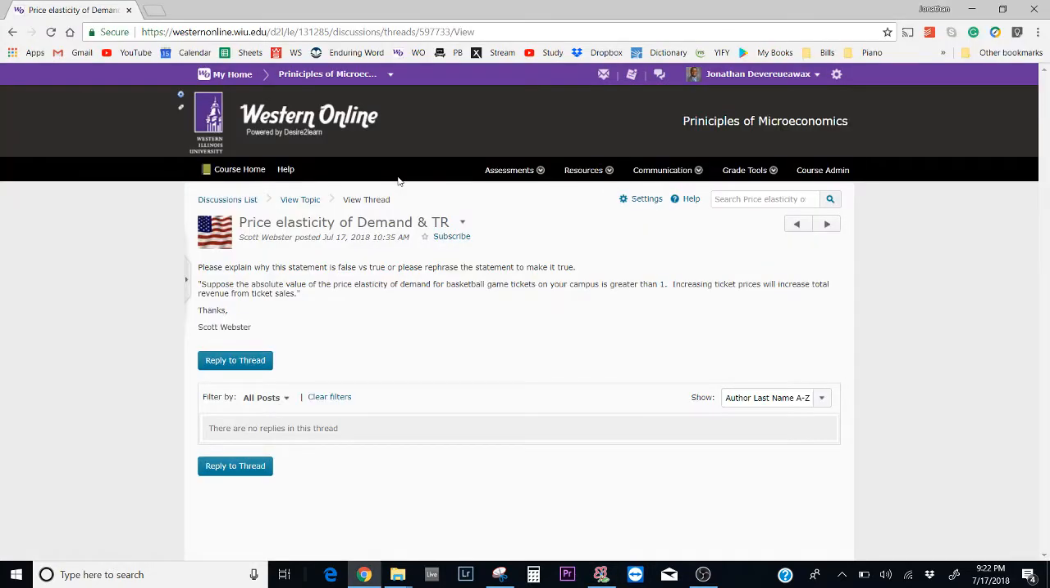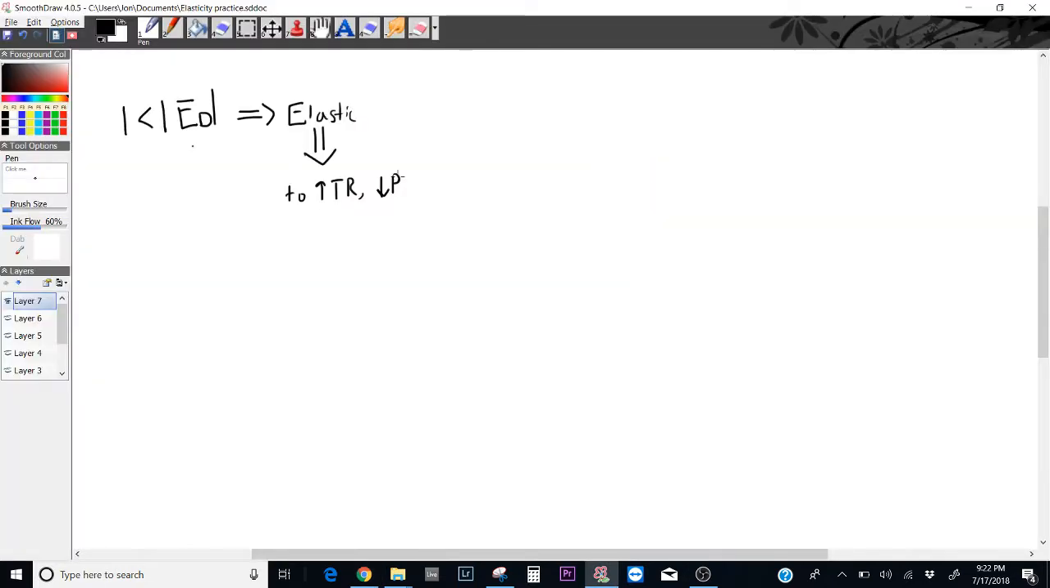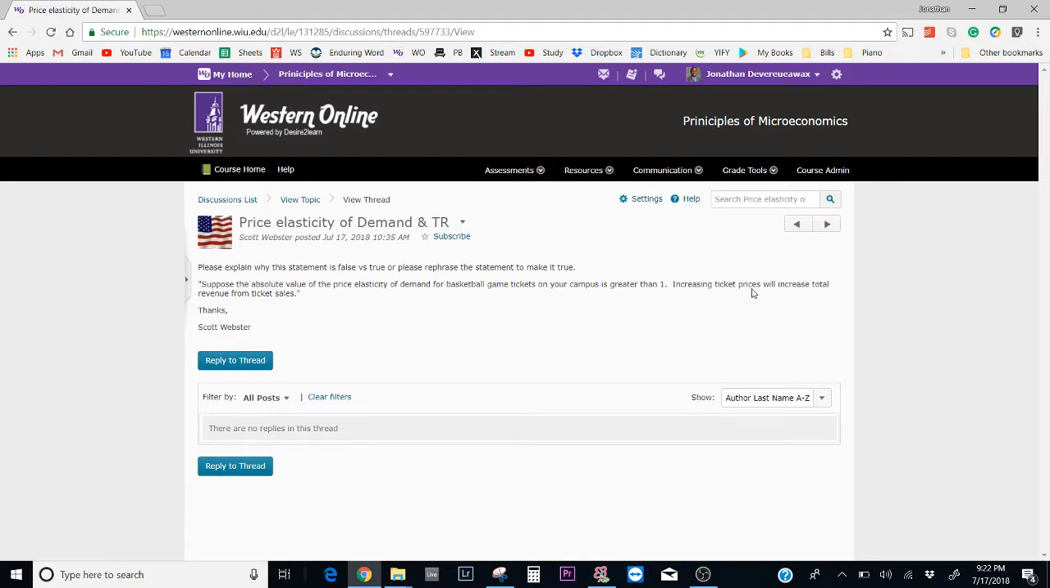If you think about it, basketball games, just thinking about it from a Western standpoint, would be considered an elastic good because there are tons of other things that students can be doing besides going to a basketball game. We talked about some of the factors that influence the elasticity of demand, one being the availability of substitutes. All right, so increasing ticket prices will increase total revenue from ticket sales. That's why it's false. And the way you can rephrase it is: decreasing ticket prices would increase total revenue from ticket sales.